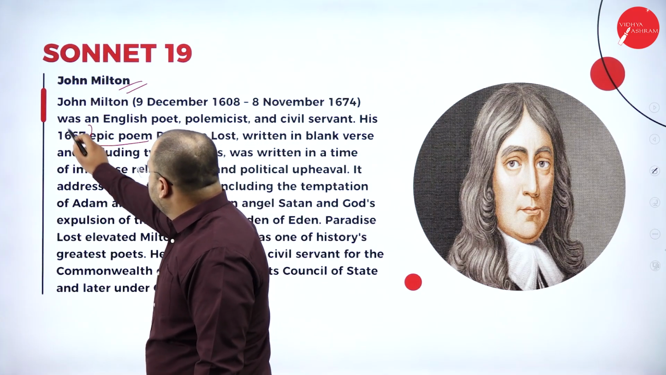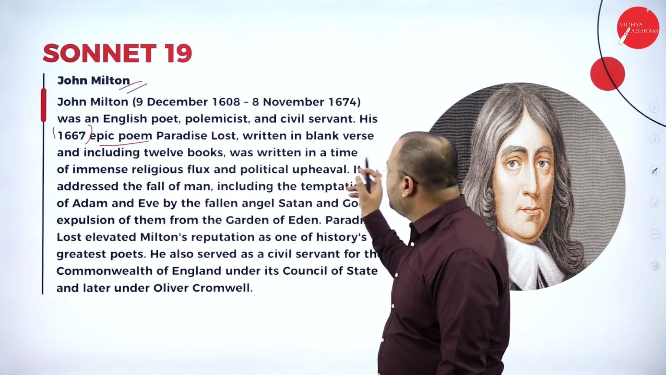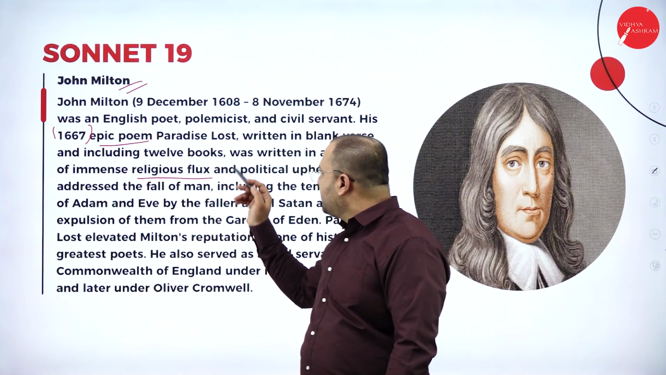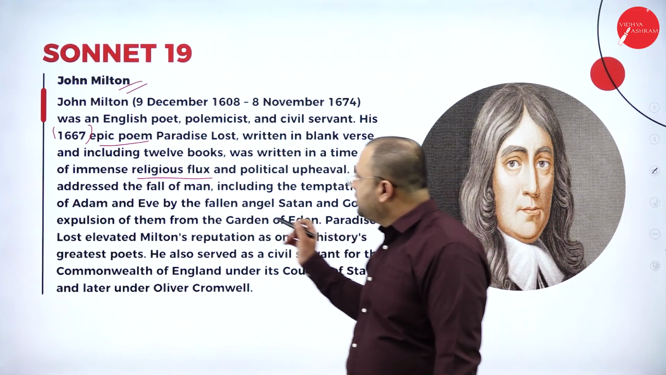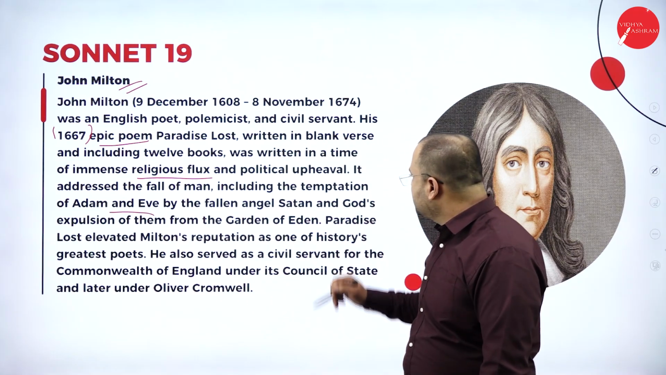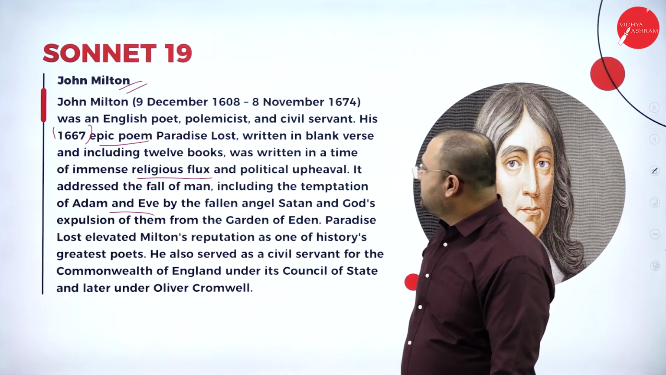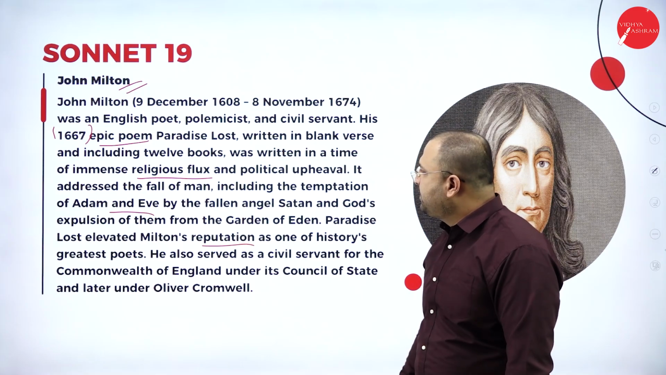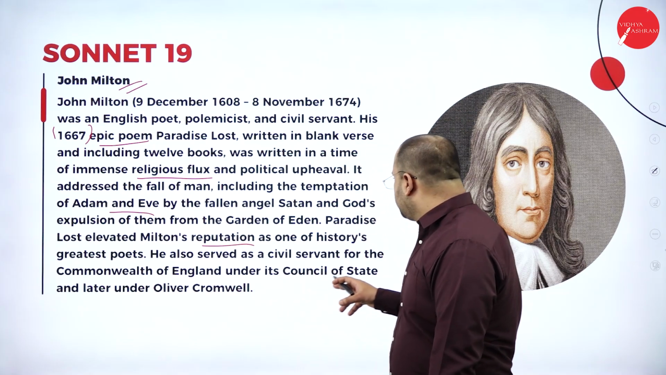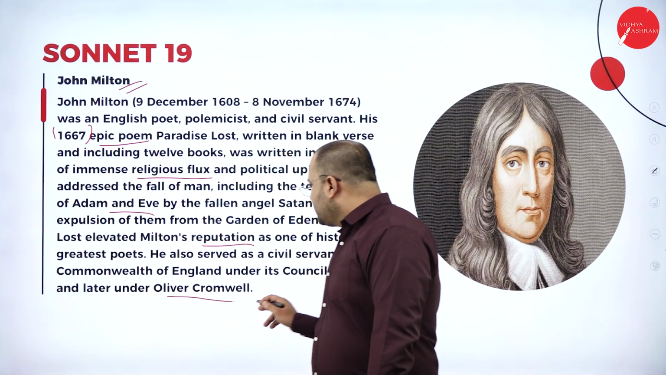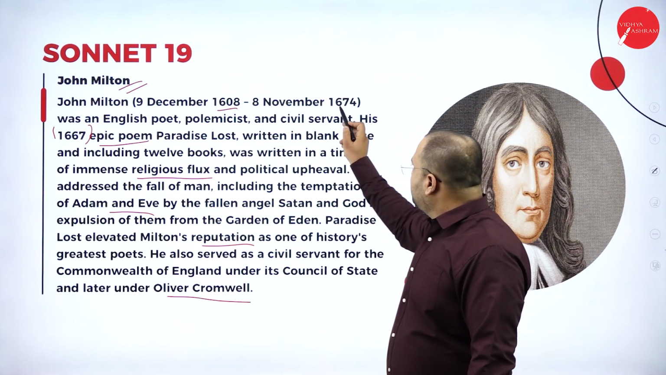His epic poem, Paradise Lost, written in 1667 in blank verse and including 12 books, was written in a time of immense religious flux and political upheaval. It addressed the fall of man, including the temptation of Adam and Eve by the fallen angel Satan and God's expulsion of them from the Garden of Eden. Paradise Lost elevated Milton's reputation as one of history's greatest poets. He also served as a civil servant for the Commonwealth of England under its Council of States and later under Oliver Cromwell. So this is the brief introduction about John Milton, 1608 to 1674.